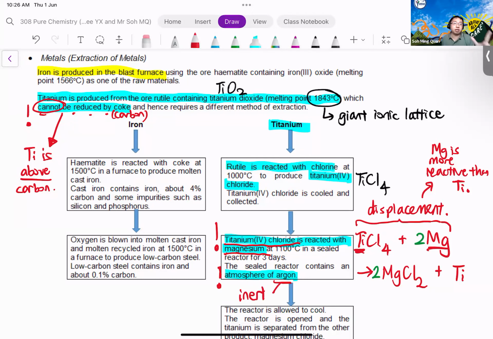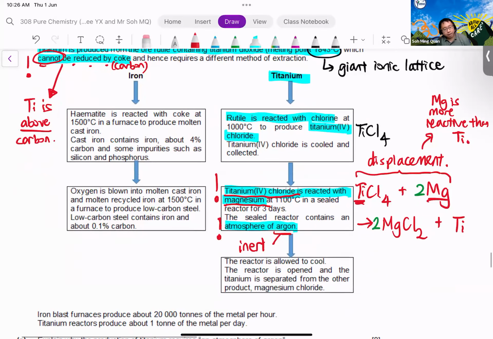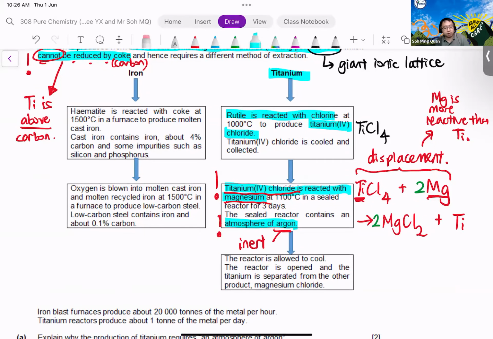Why would you need an inert noble gas atmosphere? There's only one reason. Whenever you use an inert atmosphere is to prevent a reactive metal like sodium, potassium, calcium, magnesium from reacting. All right. And that is one of the questions asked later on. Okay. Finally, the reactor is allowed to cool and the titanium is separated from the other product, magnesium chloride, which we already know. Titanium, magnesium chloride.